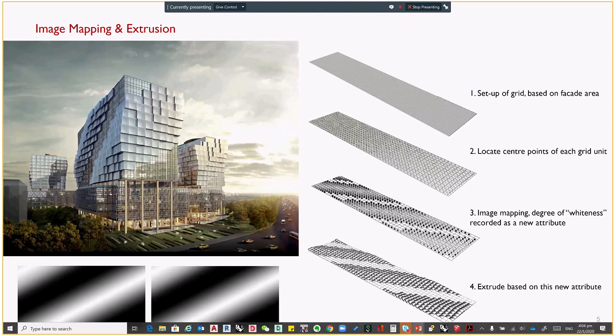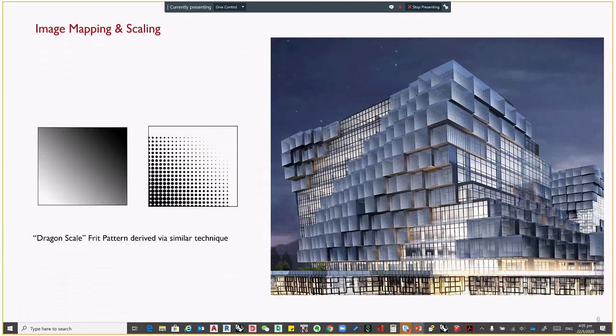When the value is zero, which is completely dark, there is no extrusion, which is the clear glass you see in the pattern. Those extruded patterns also use the image mapping technique a second time, to form a free pattern, which again uses the image mapping technique.